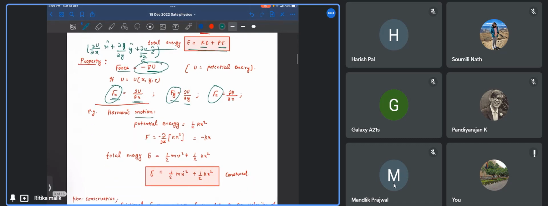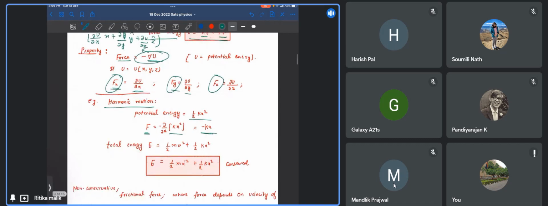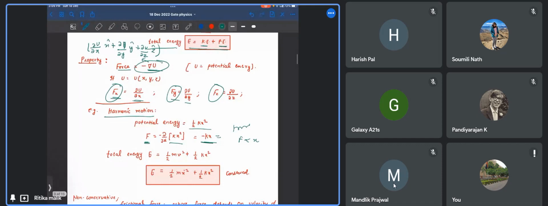For example, in harmonic motion, if there is no damping in your motion, your potential energy is given by 1 by 2 kx square. So you can always write your force by taking differentiation with respect to x, which turns out to be minus kx. This is the same force that you initially stated using the formula that for harmonic motion, force is proportional to the displacement. So the same can be derived using the potential energy.